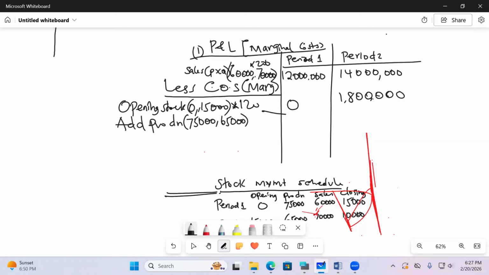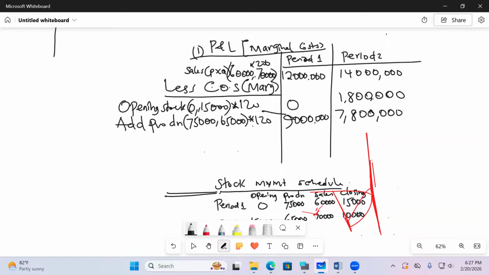You can never add profits on this. So because we are still valuing this using marginal, each unit here still will be valued at 120. So the first one will be for period 1. 75,000 times 120 will end up giving me 9 million. And then for period 2, we have 65,000 times 120, which will end up giving me 7.8 million. Thank you so much.